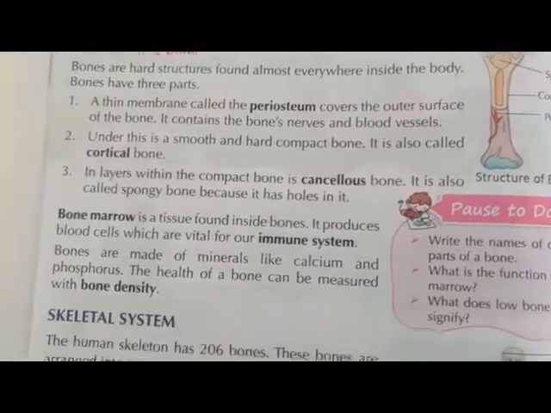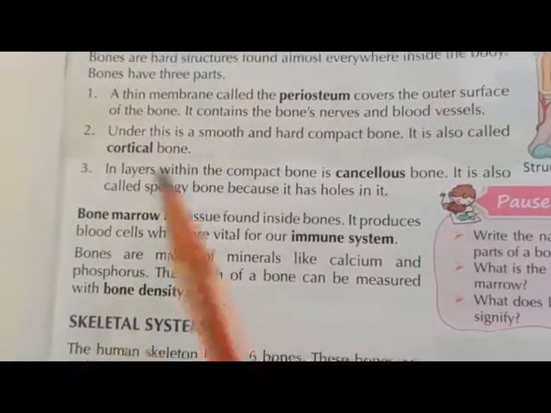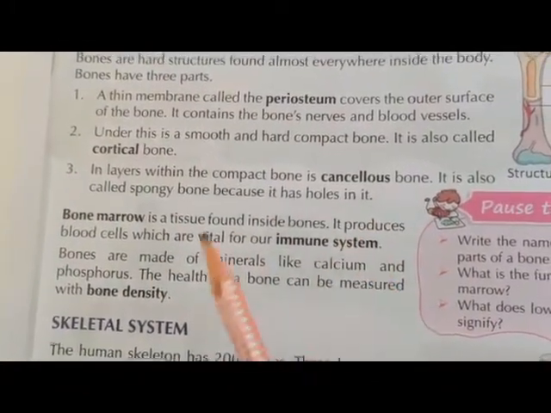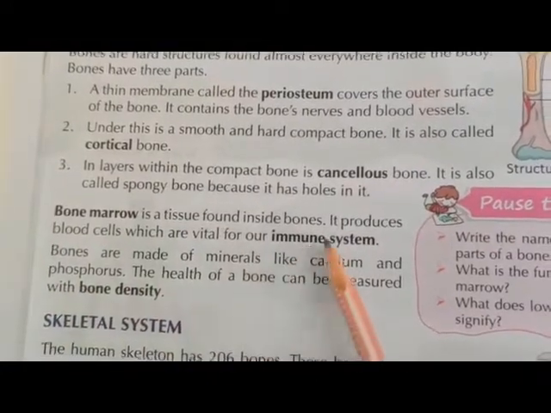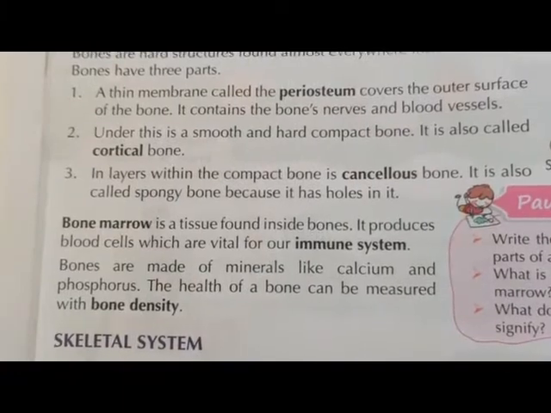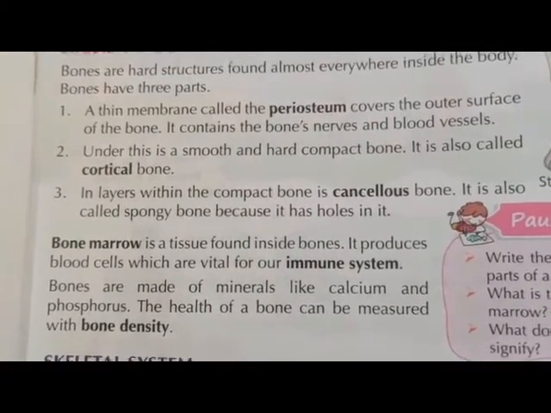Now we will learn about the bone marrow. Bone marrow is a tissue found inside the bone and produces blood cells, which is vital for our immune system. Immune system means immunity, present to fight against diseases.